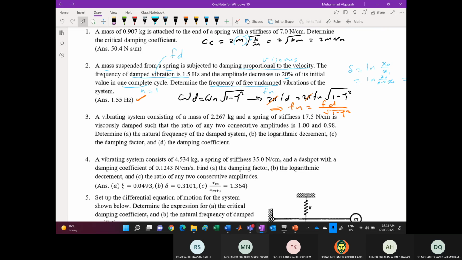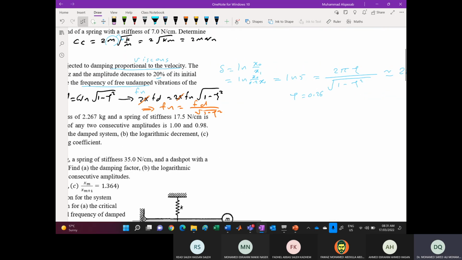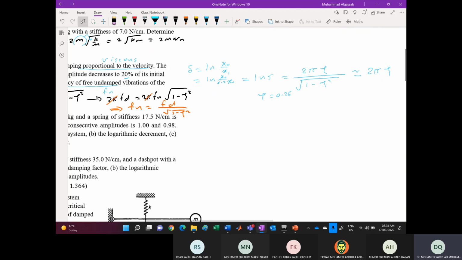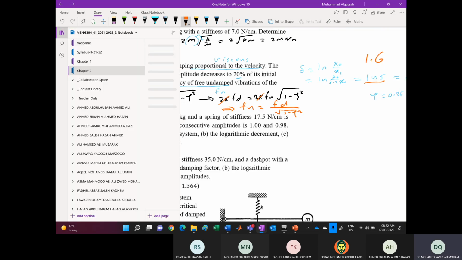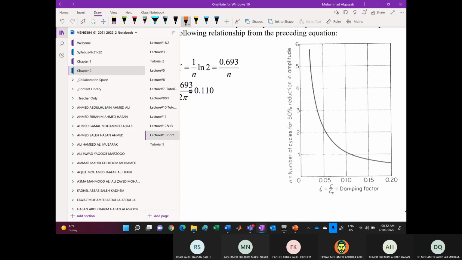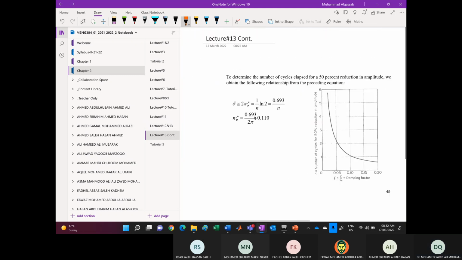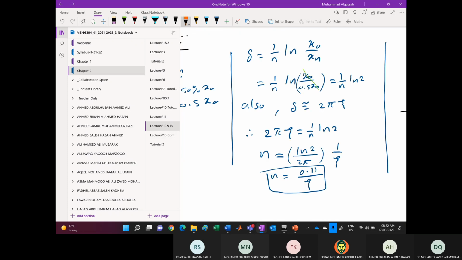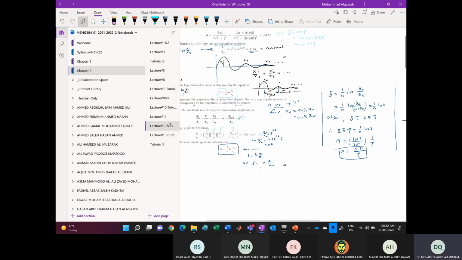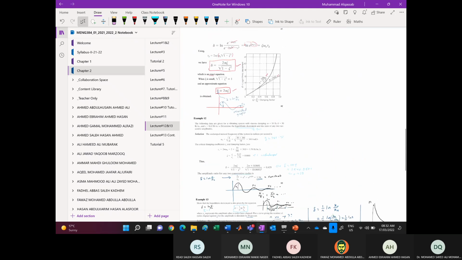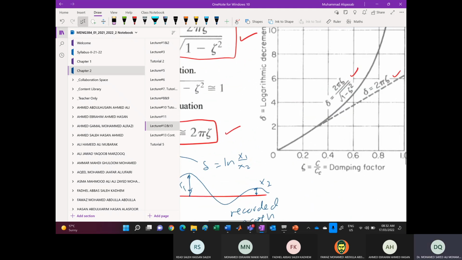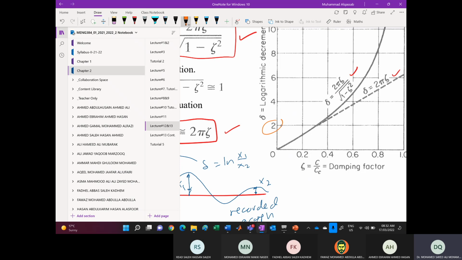We can simplify using the approximation, considering the decrement small. But how did you know it was small? From ln of 5. Ln of 5 is 1.6, which is less than 2, and as you can see from this figure, if this is less than 2, you can take the approximate.